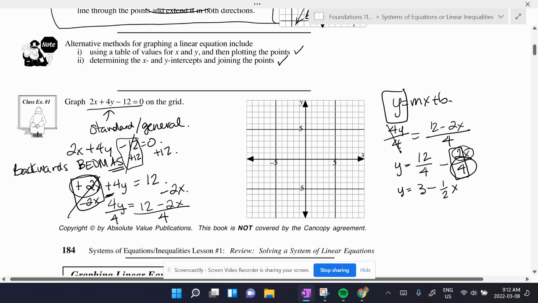Okay? Is this in mx plus b form yet? I just need to switch it. Yeah, exactly. So it's going to be equal to? Yes, negative 1 over 2. What needs to go here? x. Plus b. Good.